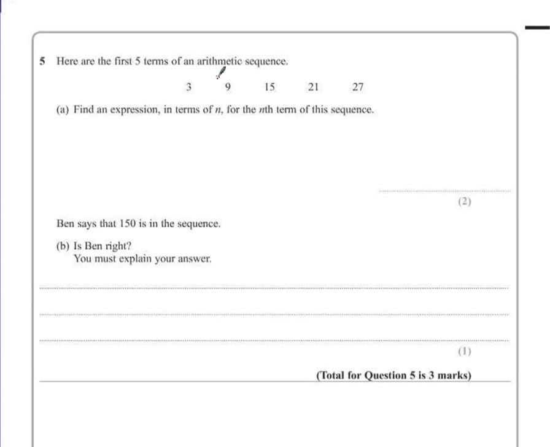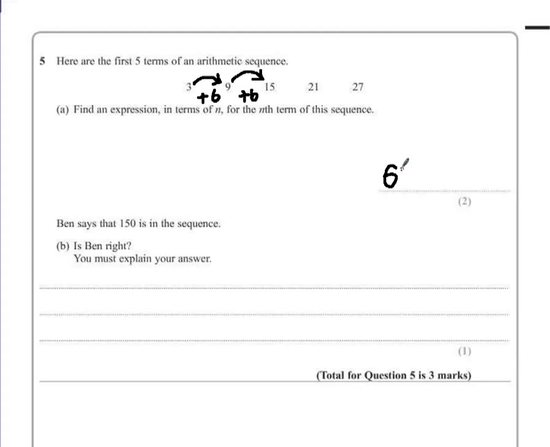The first one is to look for the term-to-term rule. So in this case, what are we going up by each time? Well, that's going to be add 6, because we're adding 6 to get to 9. But double check that that works for each of the values. It should do. It should have the same difference because it is an arithmetic sequence. So therefore we know that we have 6 is our term-to-term rule.